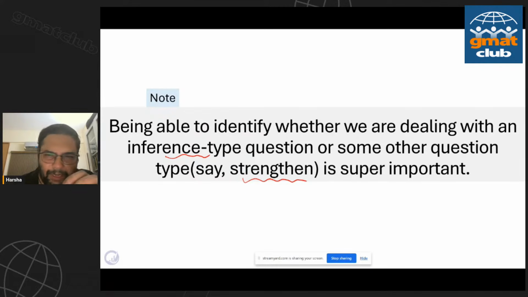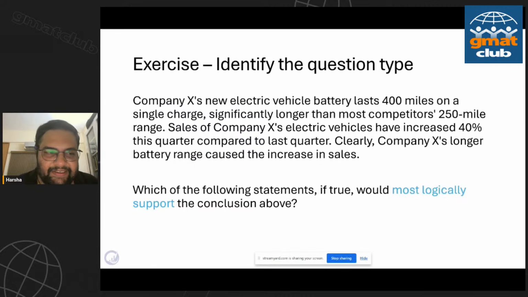So I'm going to give you a couple of exercises just to give you a feel for this. Here is question one. There's going to be a lot of exercises. I just hope that you guys participate. That way, things move very fast. I'm not giving you option choices. The objective is just to read what I've given you, read the question stem, and tell me what the question type is. Is it some inference based question type or is it something else? That's the exercise.